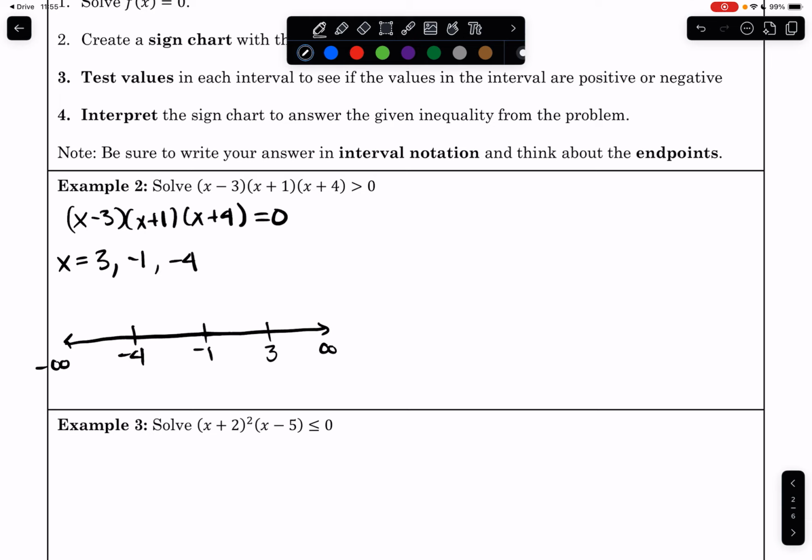Now, it doesn't have to be drawn to scale. Again, the idea is just to simply draw a generic number line, and it does not necessarily have to be drawn to scale like the one I have here.